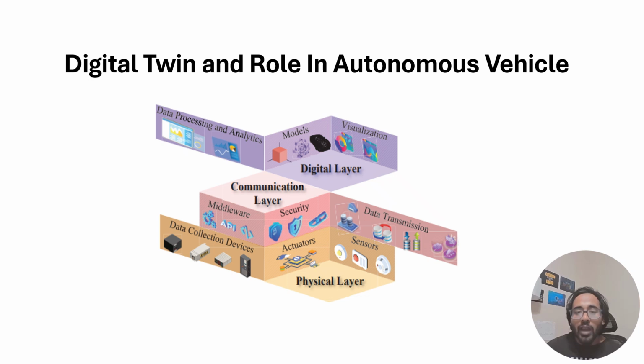So what is a digital twin and its role in the autonomous vehicle? A digital twin is a virtual replica of a physical layer, where it consists of three different layers: the physical layer, the communication layer, and the digital layer. In the physical layer there are sensors and data collection devices, and the communication layer contains data transmission, policy and security, and middleware. And in the digital layer they have data preprocessing and analytics tools, models, and visualization.